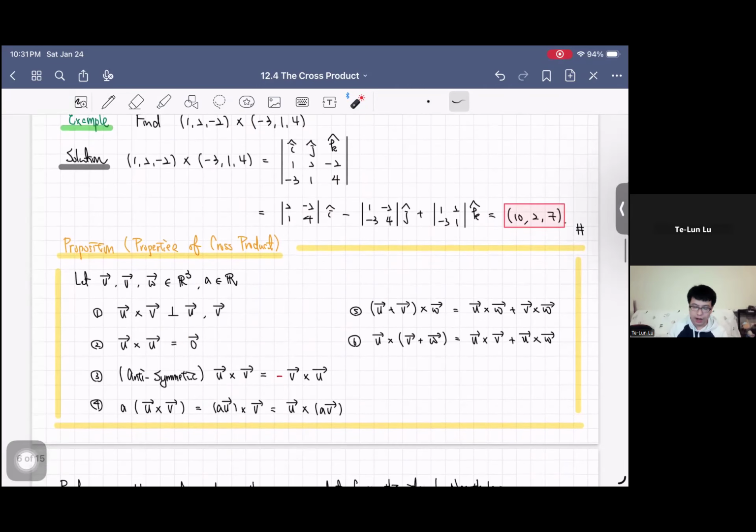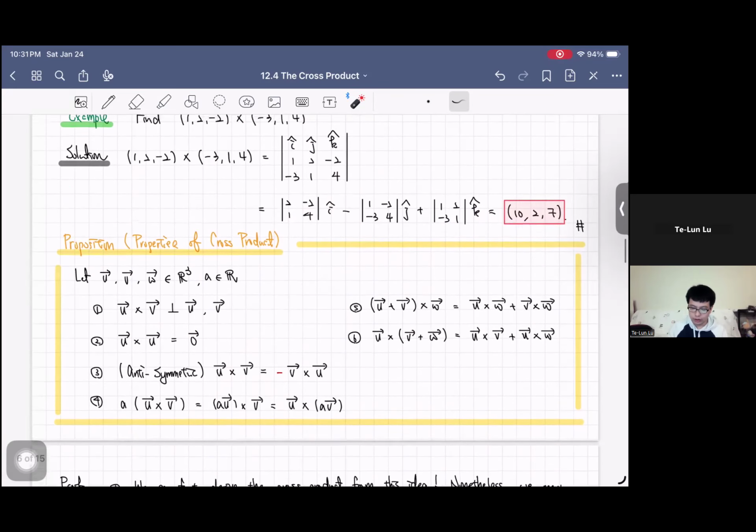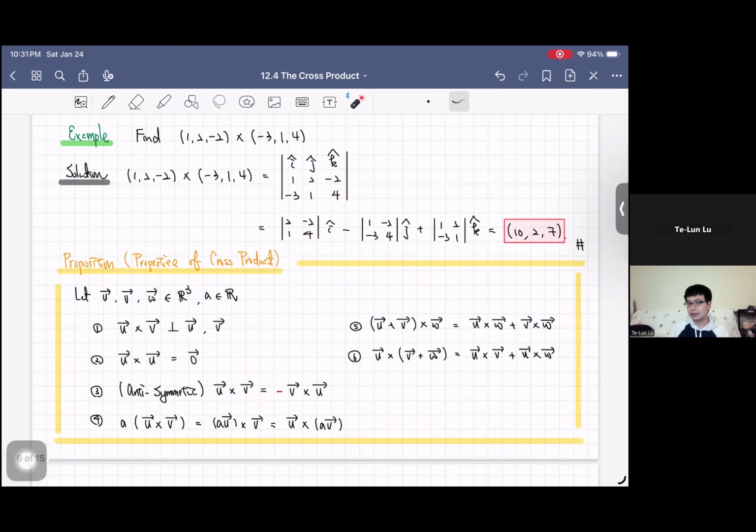Okay, so after definition, we come to properties. And again, as I mentioned, most of these properties are quite intuitive. If something is important, I will tell you guys, okay? So in this case, take u, v, w, three vectors, belongs to R3. And first of all, obviously, we have u cross v is orthogonal to both u and v, right? That is how we construct u cross v, right?